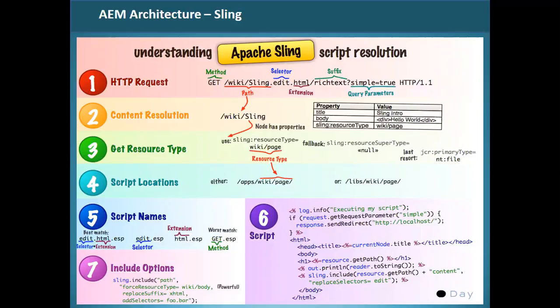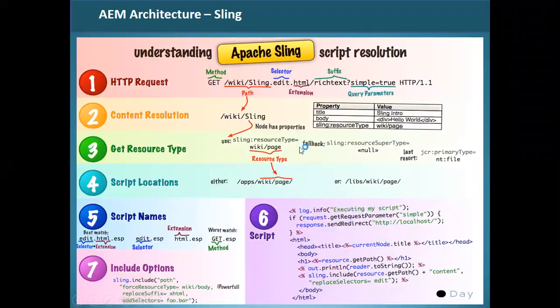If that particular thing is available, it goes to that path, otherwise it returns an error. In the CRX, everything is stored as a node. So for this wiki/sling, when it goes there, it checks whether this node has a Sling resource type.